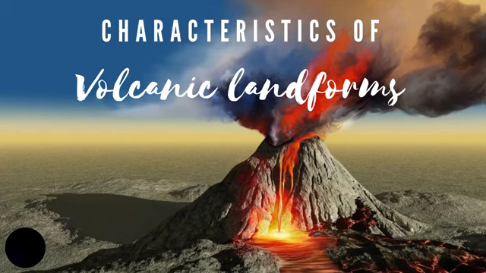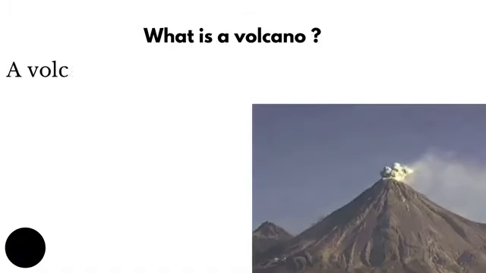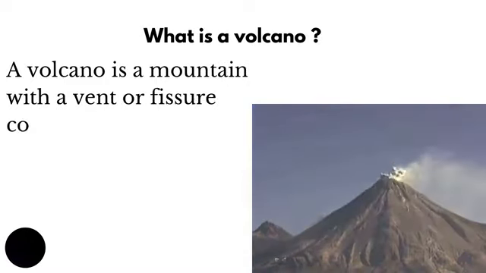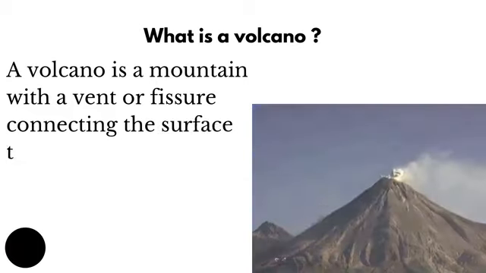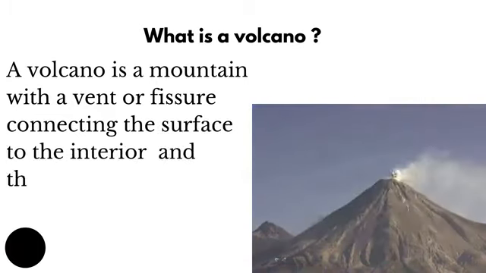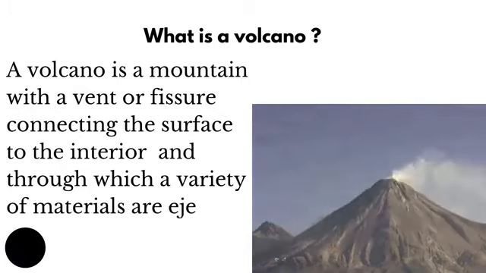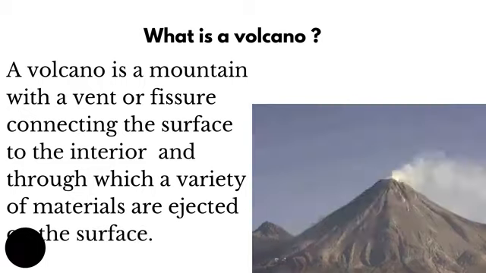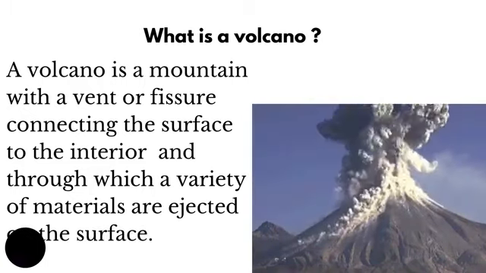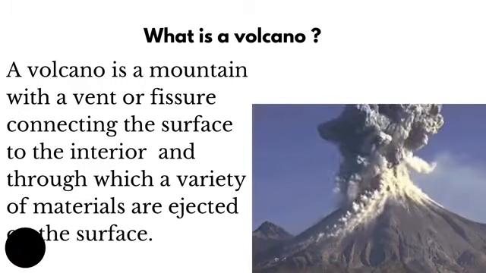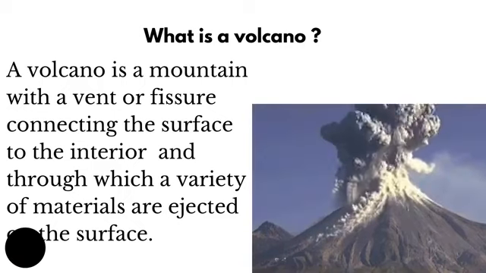In this video, we are going to be looking at the characteristics of volcanic landform. A volcano is a mountain or a hill with an opening that connects the Earth's interior to its surface and from which a variety of materials from inside of the Earth is ejected onto the surface.